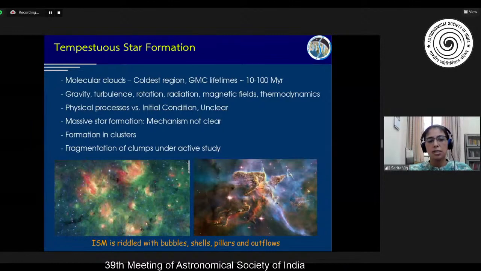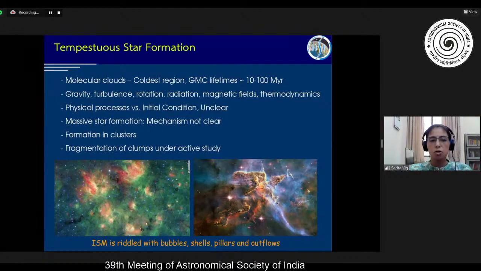And now we know that wherever there is star formation in the interstellar medium, this is always a very active region, and it is riddled with bubbles, shells, pillars, and outflows. And the star formation process itself is very tumultuous, and there are various physical processes that have been invoked to understand this, as well as the role of the initial conditions. What role the initial conditions play in star formation is also under study. So which plays a more important and significant role needs to be understood.